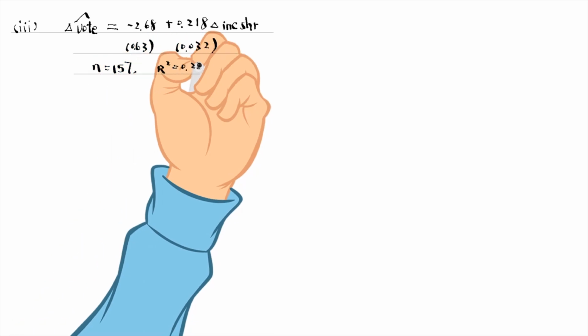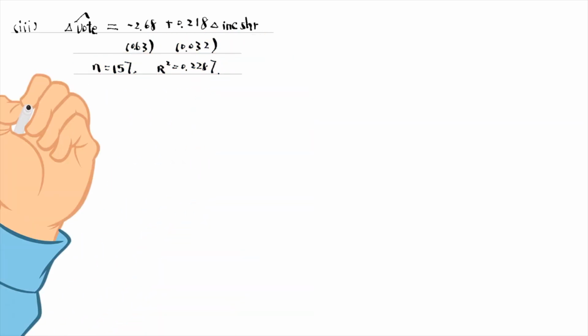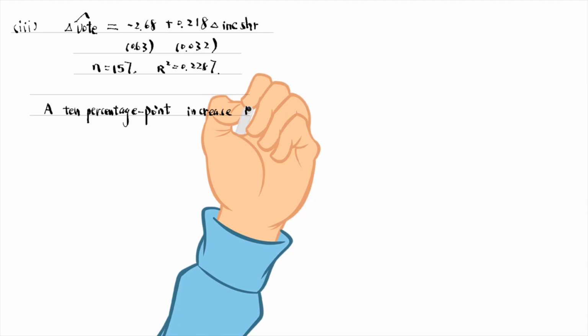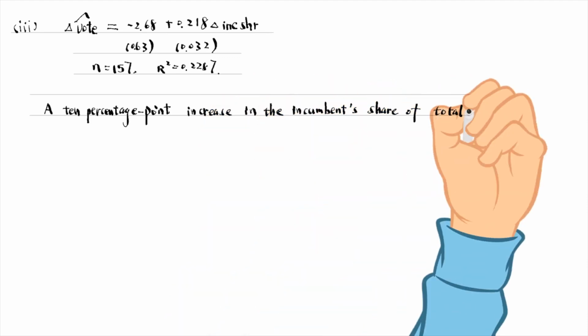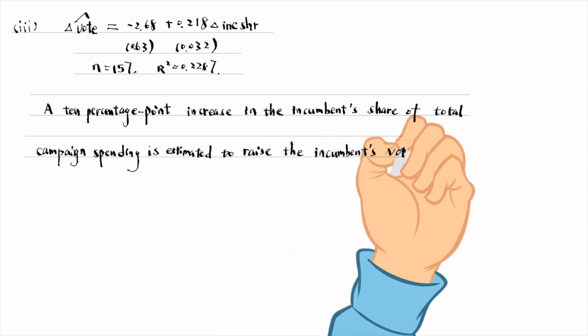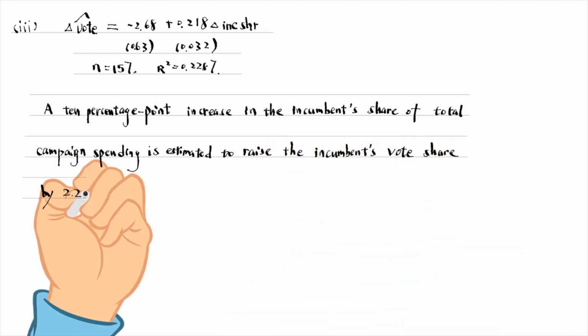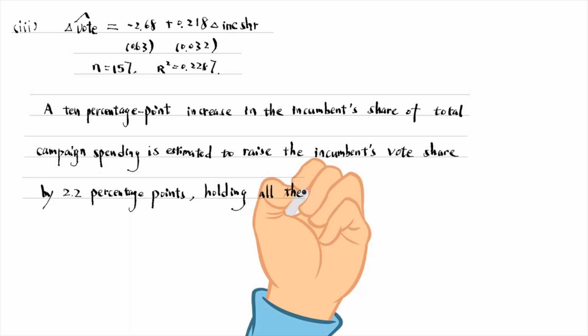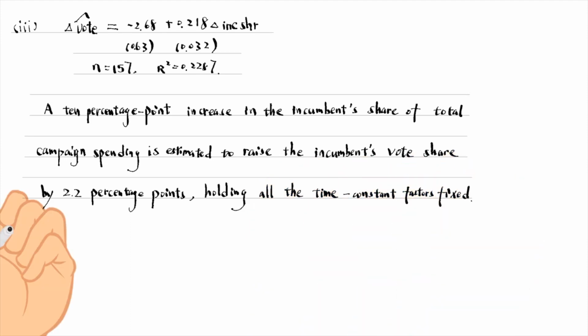The coefficient implies that a 10 percentage point increase in the incumbent's share of total campaign spending will raise the incumbent's vote share by 2.2 percentage points, holding all the time constant factors fixed. The effect is statistically significant at the 1% level.